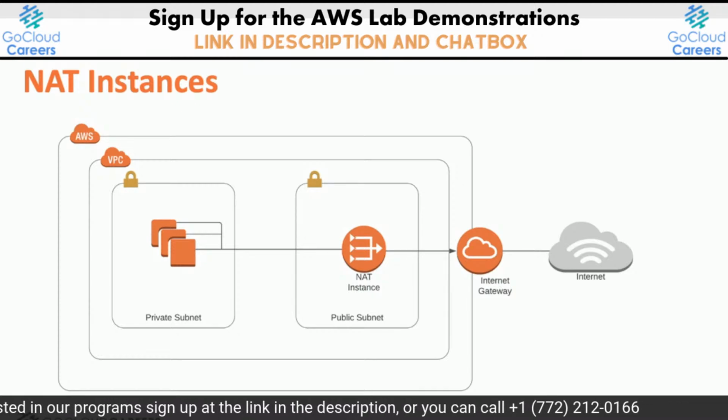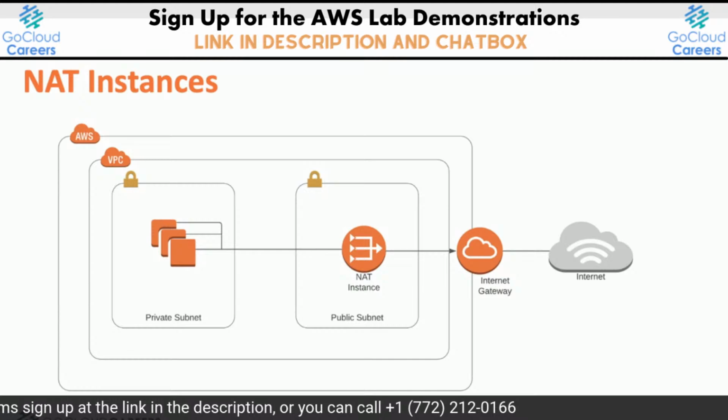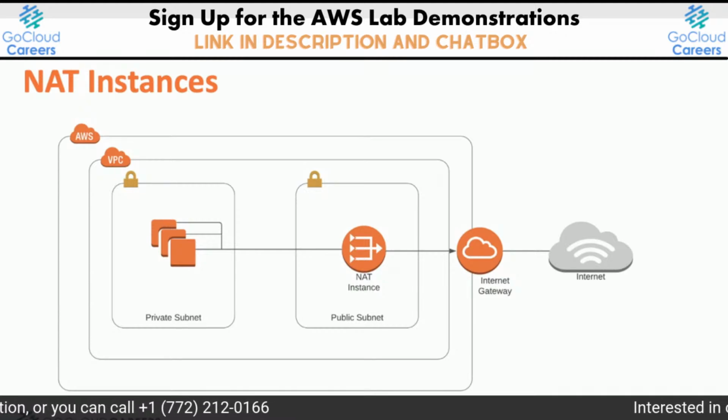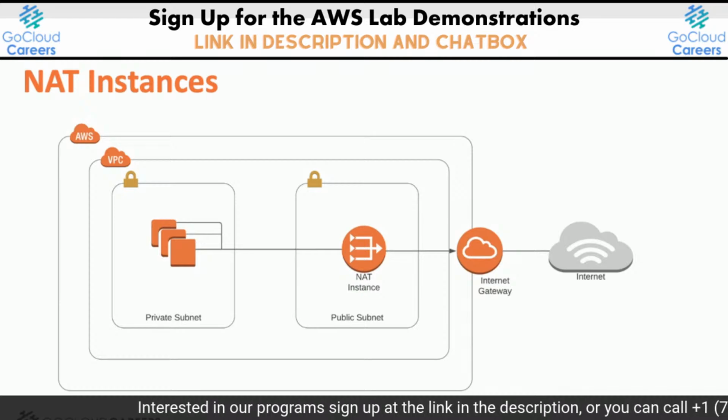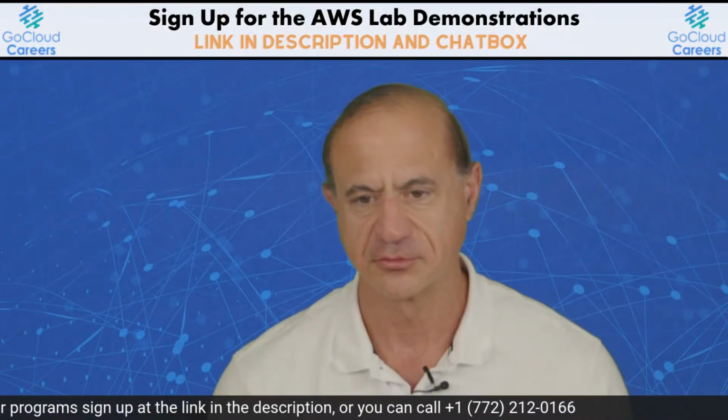Your systems would have a default route to the NAT instance. The NAT instance would have a default route to the internet gateway. The NAT instance would have an external IP address. The internet gateway would have an external IP address. And all your systems would have access to the network, the internet. So that's a standard AWS NAT instance.